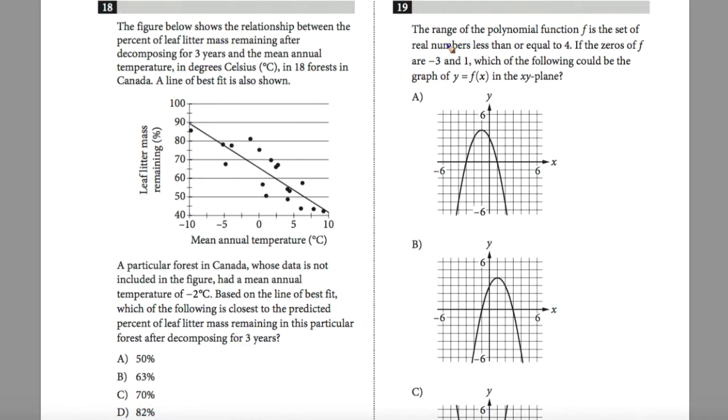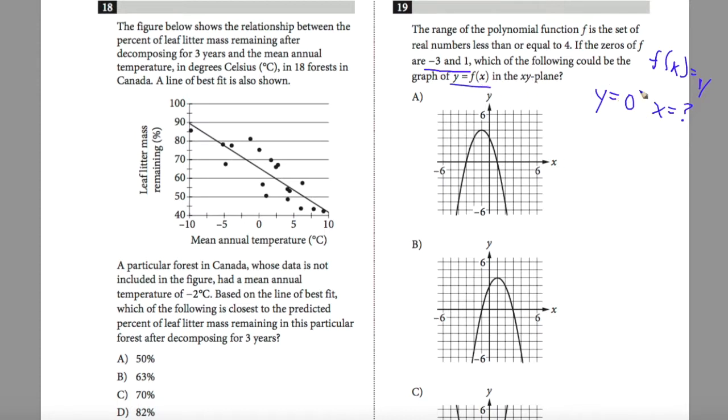Okay, question 19. The range of the polynomial function f is a set of real numbers less than or equal to 4. If the zeros of f are -3 and 1, meaning that when y equals 0, what is x? Right? If the zeros of f, meaning f of x, which is y, equals 0, which of the following could be the graph of y equals f of x in the plane?